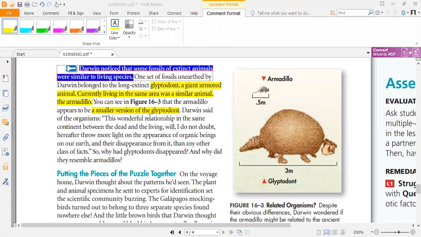Well, I do not doubt it will hereafter throw more light on the appearance of organic beings on our Earth and their disappearance from it than any other class of fact. So why had Glyptodont disappeared and why did they resemble armadillos?